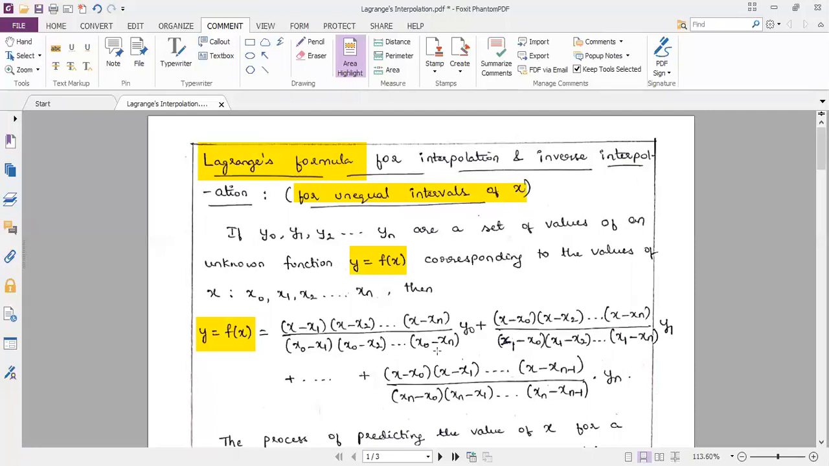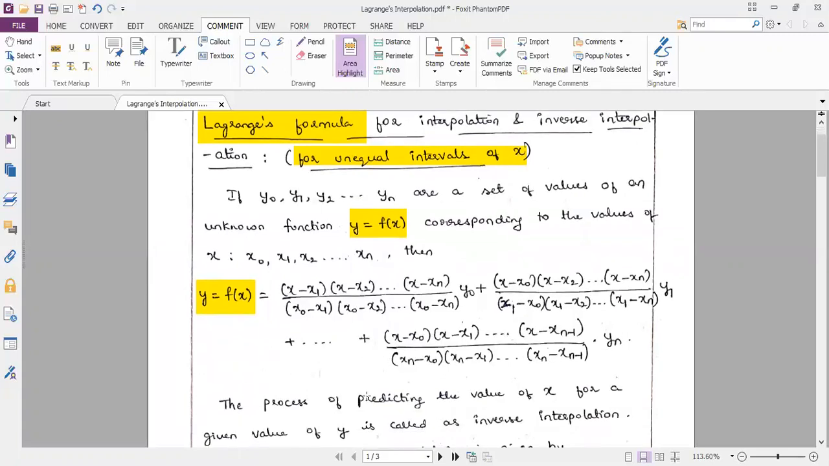up to x0 minus xn into y0 plus x minus x0, x minus x2, etc. up to x minus xn divided by x1 minus x0, x1 minus x2, etc. up to x1 minus xn, whole thing into y1, etc. The last term would be x minus x0, x minus x1, etc. up to x minus xn minus 1, the whole divided by xn minus x0, xn minus x1, etc. up to xn minus 1, the whole thing into yn.